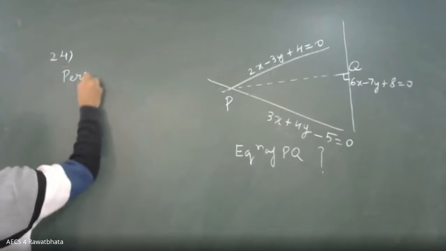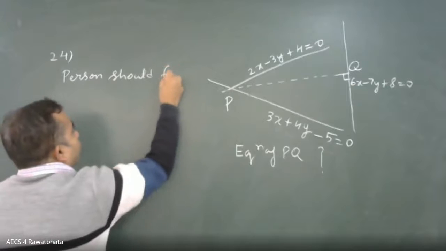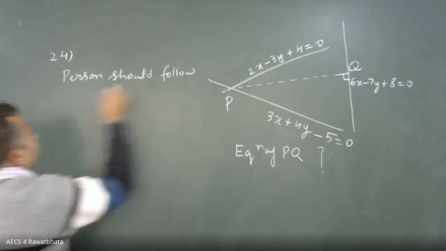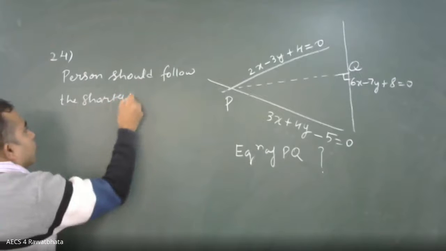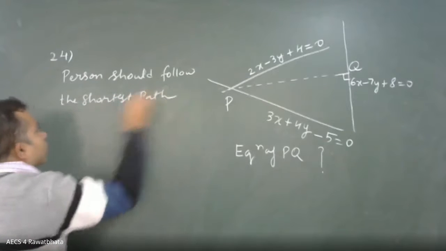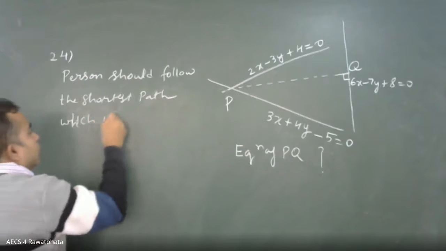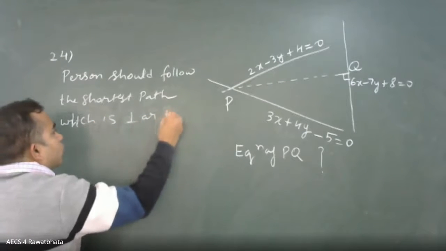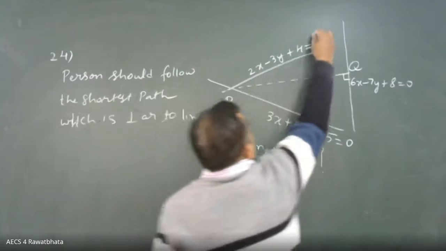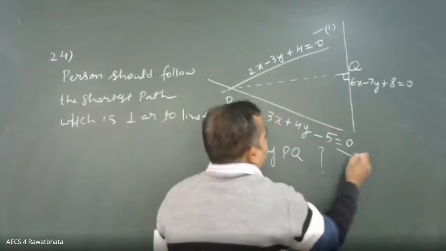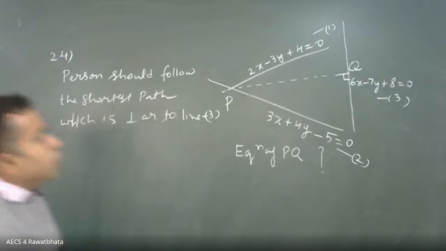The first thing is that person should follow the shortest path, which is perpendicular to line number 3. If this is line 1, this is line 2, this is line 3, then PQ must be perpendicular to line number 3.